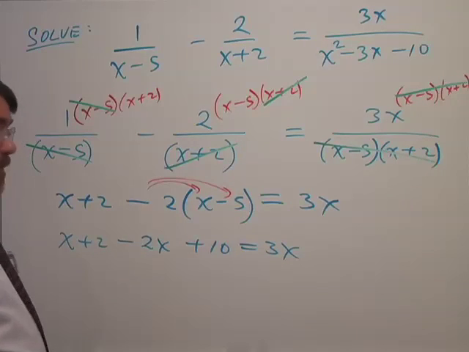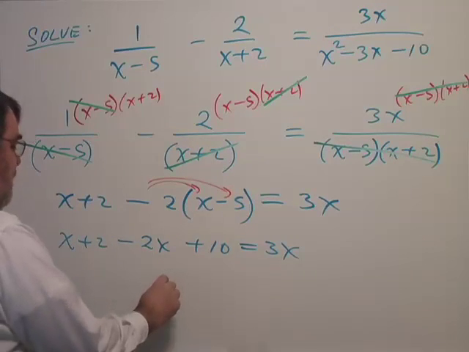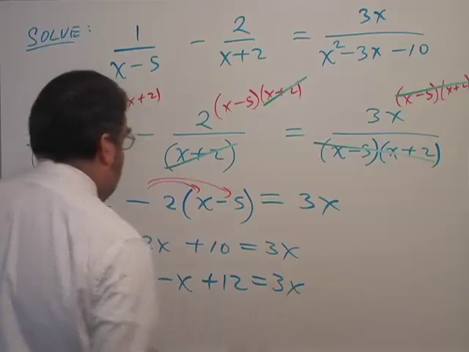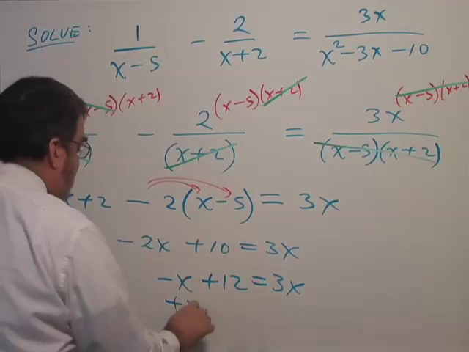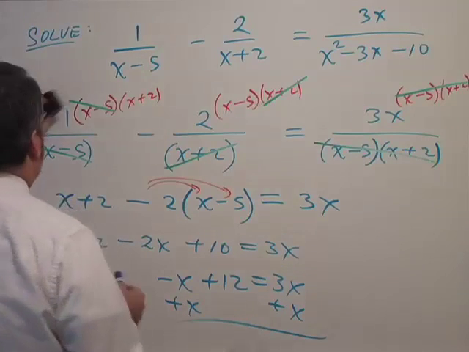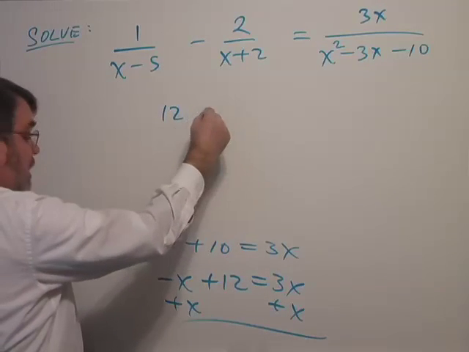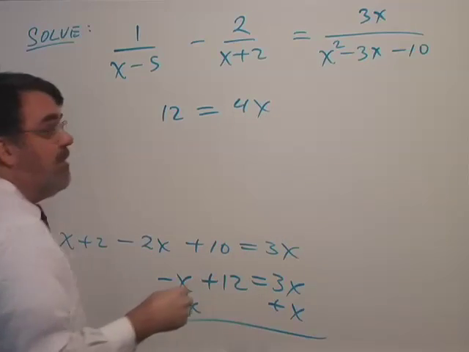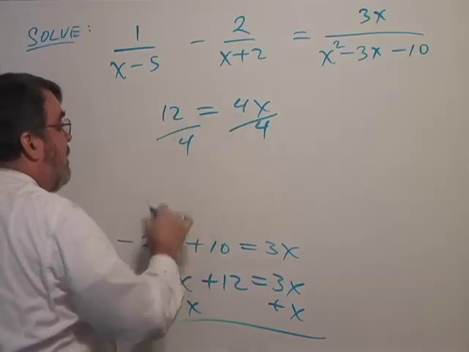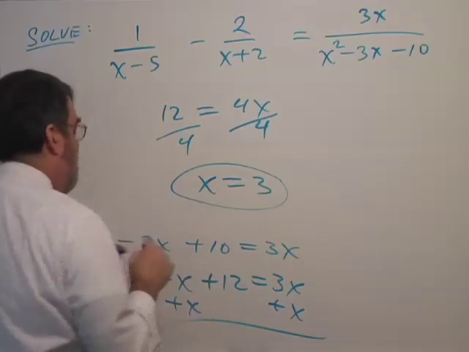Okay, from here it's going to be pretty easy, because if I combine these terms, x minus 2x is negative x. 2 plus 10 is 12. Negative x plus 12 equals 3x. And then if I add x to both sides, I'm going to get the x's canceling. 12 equals 4x. And now I'm going to divide by 4. So 3 equals x. And again, let's write it like we speak. x equals 3. There we go.